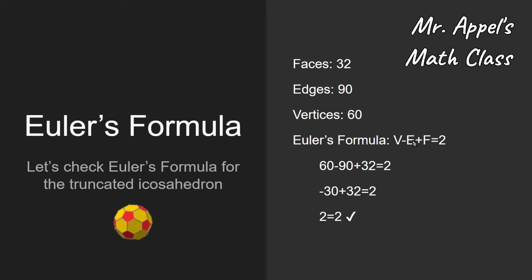Still the same equation. So let's check. 60 minus 90 plus 32 should equal 2. 60 minus 90 is negative 30. Add 32 more, you get back to positive 2 equals positive 2. Check. Yes, it worked. Excellent.